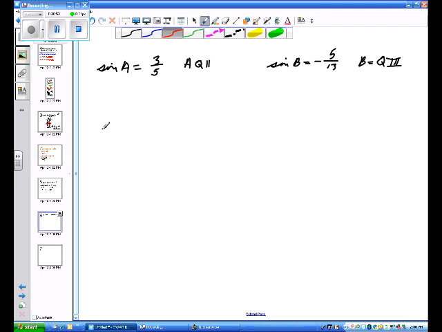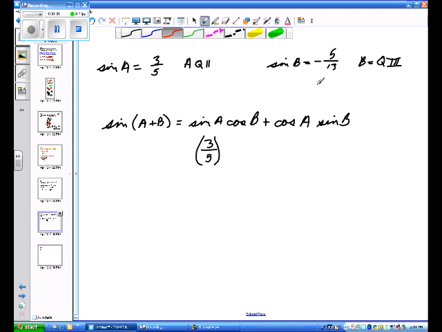Now we want to find the sine of angle A plus B. So whatever these angles are, we want to add them together. Now, we don't know what the angles are and it doesn't matter. We're still going to be able to use our functions. So let's expand it. This is the sine of the first, cosine of the second, plus cosine of the first, sine of the second. Now we know the sine of A, it's 3/5. But we don't know the cosine of B.